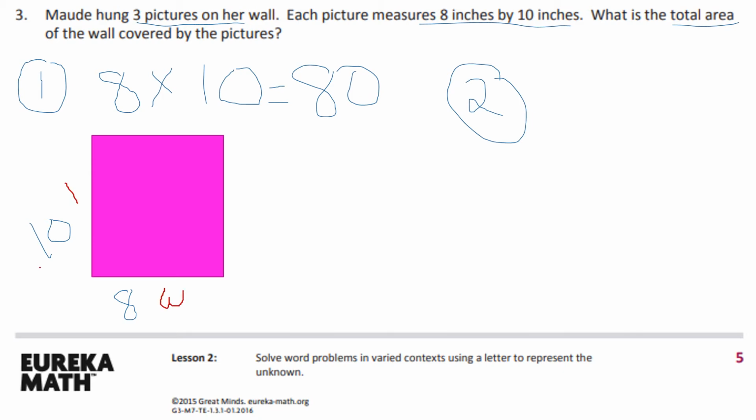So I have my 10 and my 8 for those two numbers. It really doesn't matter which order because we're multiplying. 8 times 10 is 80. That's the first part. But now, remember, there were 3 pictures on the wall.